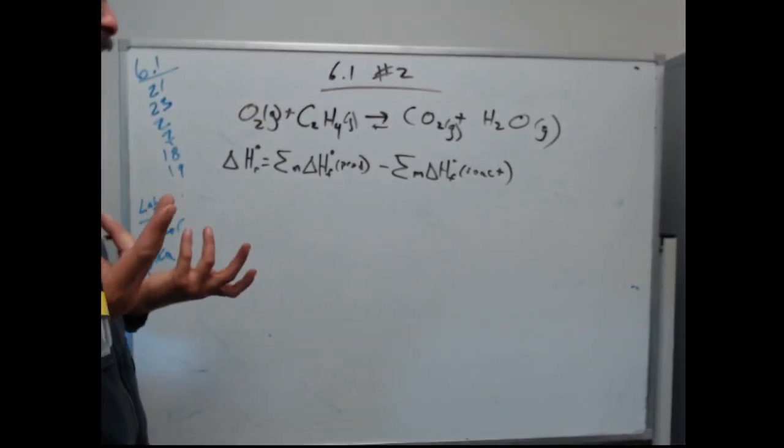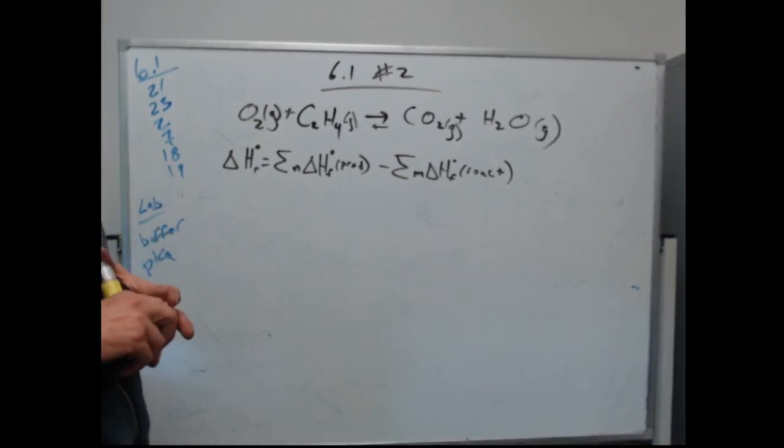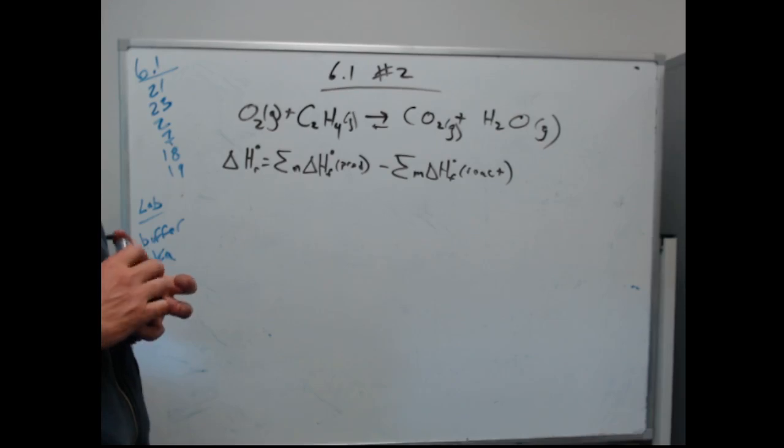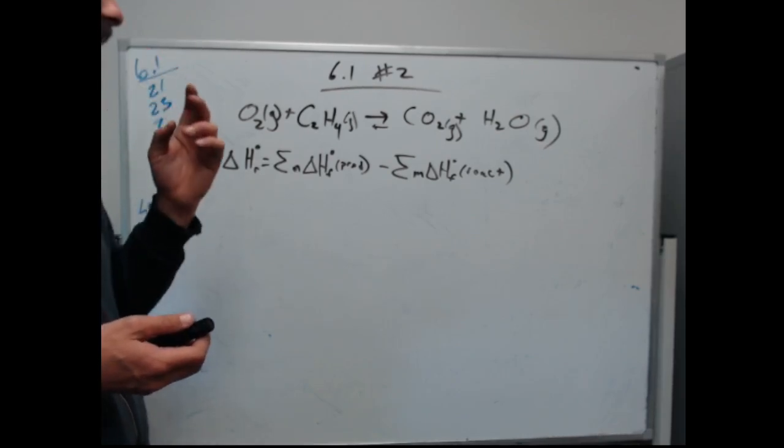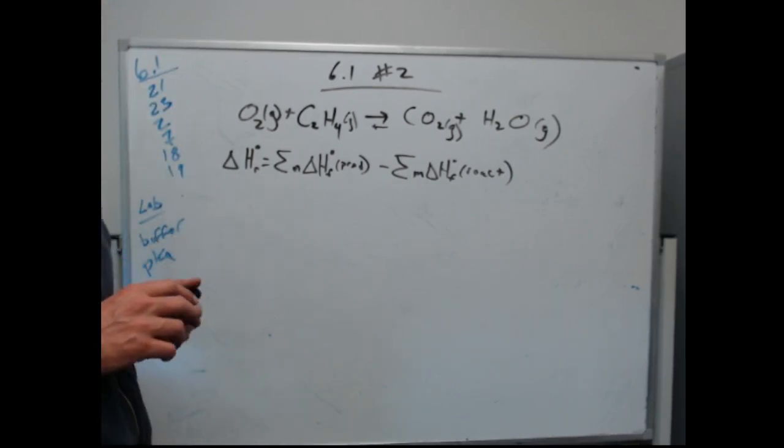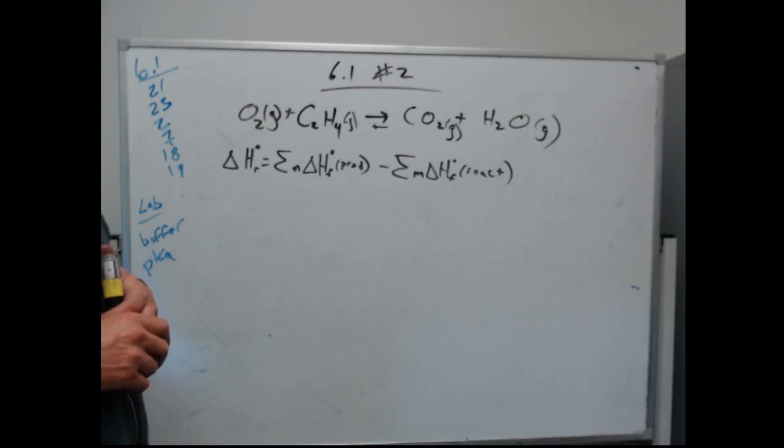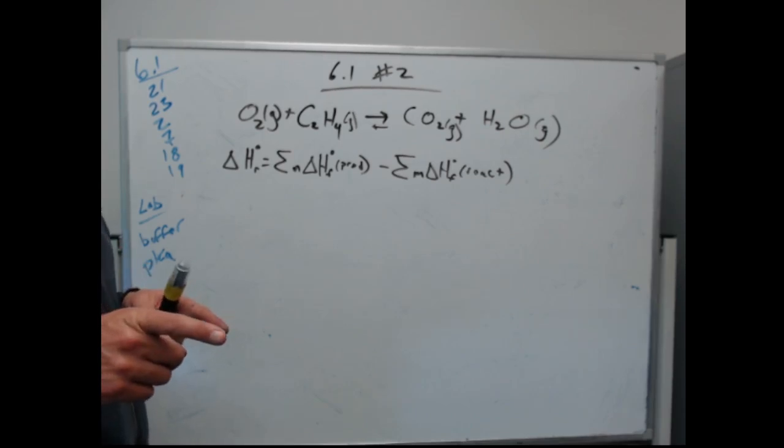We need some tables for this. I can't do this in my head. We need data tables to get that delta H. We don't need delta S. Then you just do products minus reactants. Like you find it for one side and then you just subtract it. Right? Did we get that part?